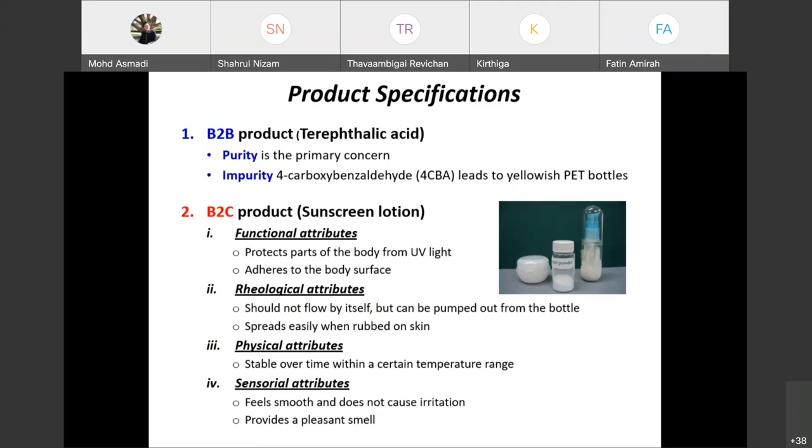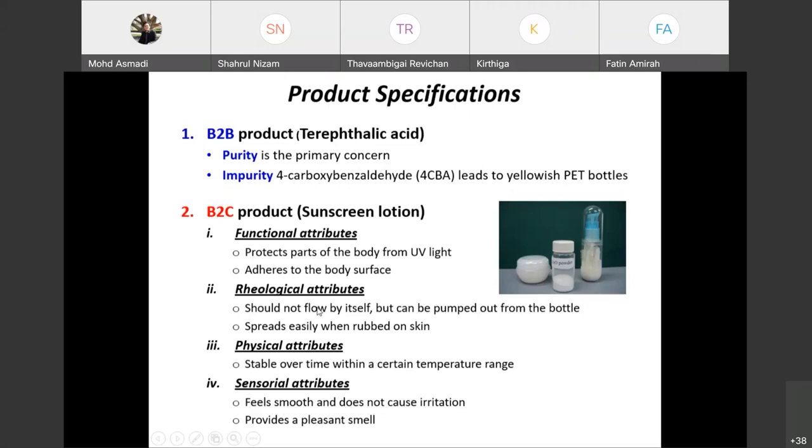So B2C products, if you look here, have four general product specifications, or what we call product attributes. Take a sunscreen lotion, for example. These product attributes reflect some of the qualitative desires, like functional attributes. Functional attributes, like adhering to the body surface.